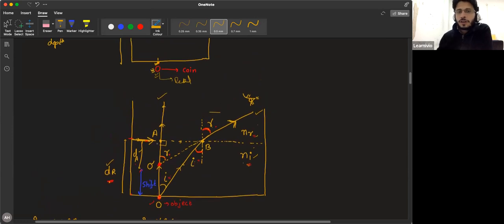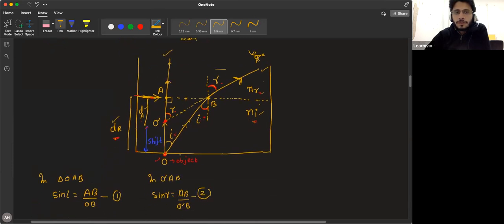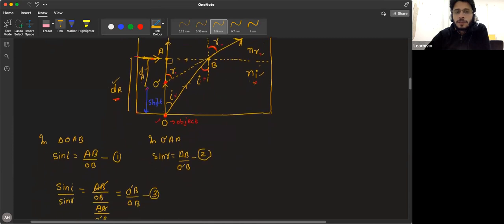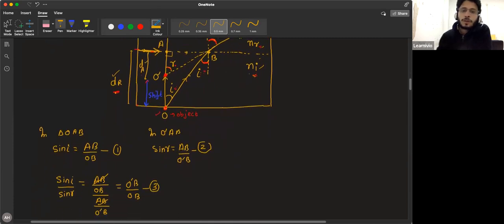Similarly, if you take this triangle O prime AB, what is sin r in this triangle, Arpit? How much is sin r? Sir, AB upon O prime B. That's sin r. If I take the ratio, sin i by sin r, then you have just O prime B divided by OB now.